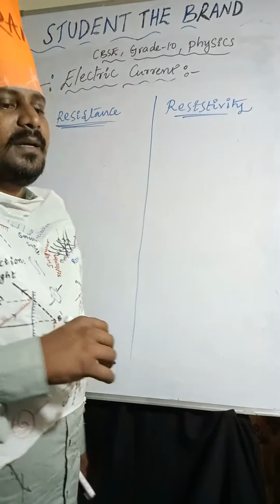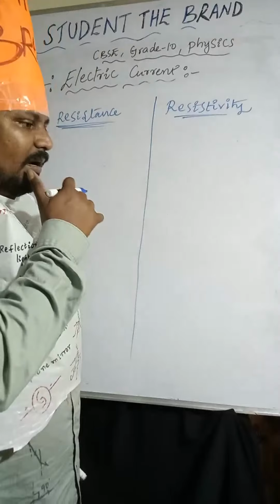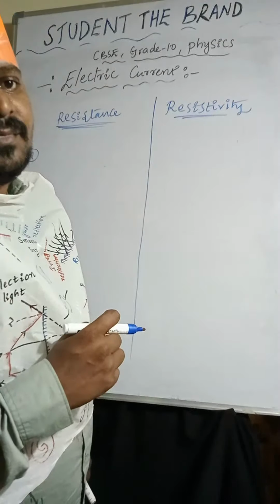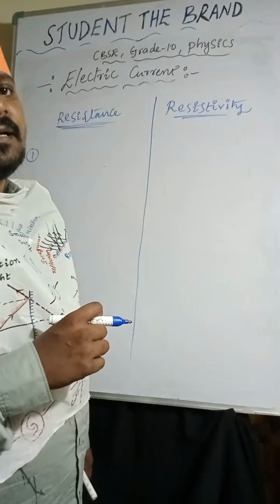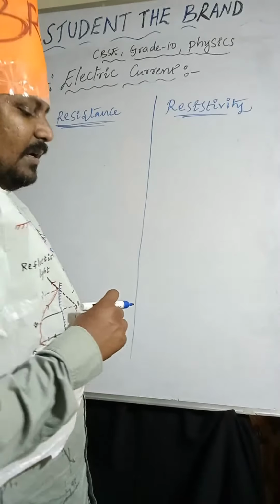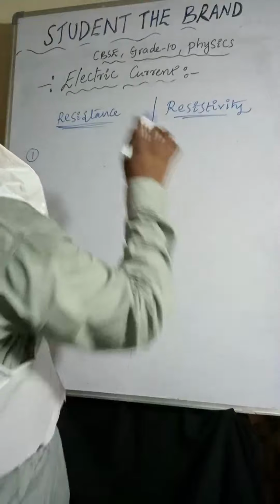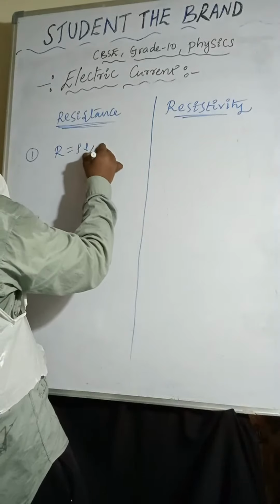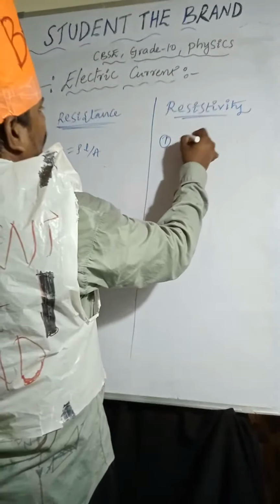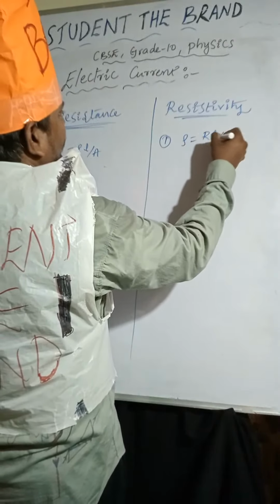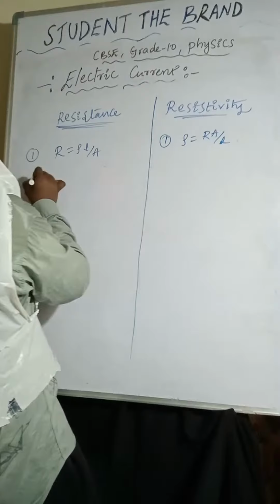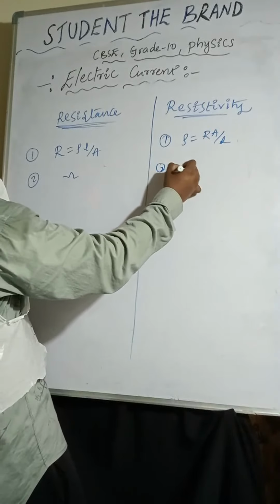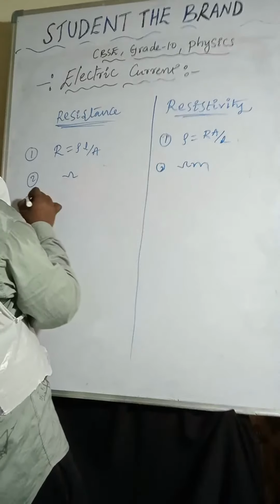Resistance is nothing but it opposes the electric current in an electric circuit. So R equals rho into L by A, so here rho equals RA by L. Second, the SI unit of resistance is ohm, and the SI unit of resistivity is ohm meter.